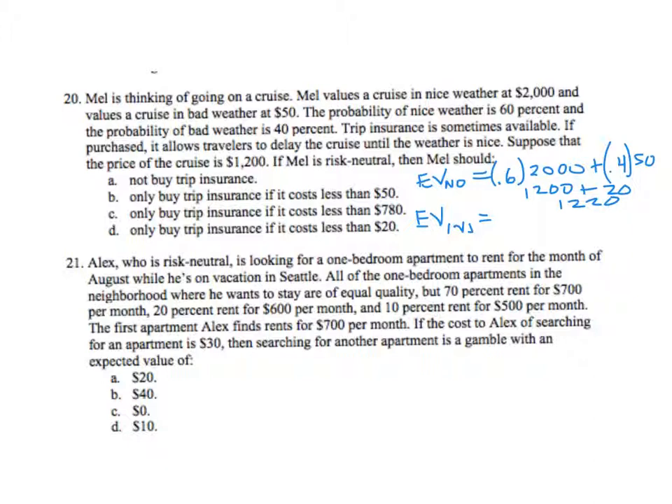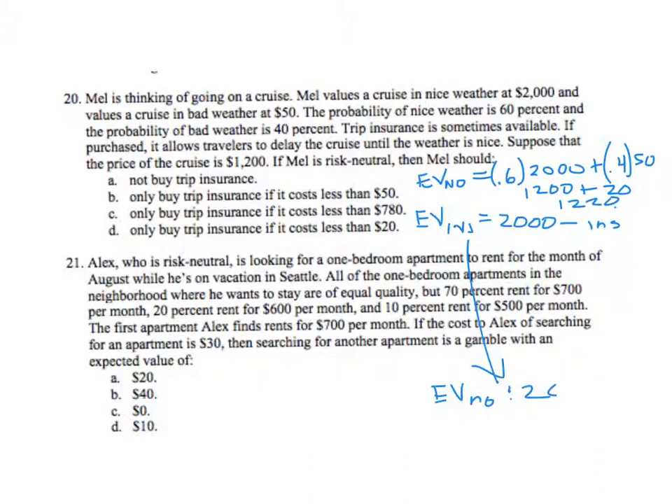he'll be able to pay for insurance and only go when the cruise is nice. So his expected value is 2,000 minus whatever the insurance costs. And I guess the expected value, we should net off the cost of the cruise too. He has to pay for the cruise at $1,200 in either case. So expected value with no insurance should be 1,220 minus 1,200.